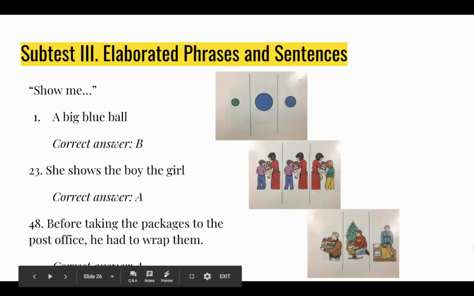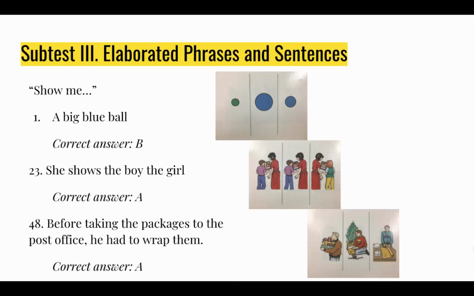Subtest 3 is elaborated phrases and sentences. This assesses the child's understanding of longer phrases and sentences, multiple clauses, and more complex sentence structures. Item 1 is "a big blue ball." The correct answer is B, the picture in the middle. Item 23, "she shows the boy the girl." The correct answer is A, the item to the left. Item 48, "before taking the packages to the post office, he had to wrap them." And the correct answer is A, the item to the left.